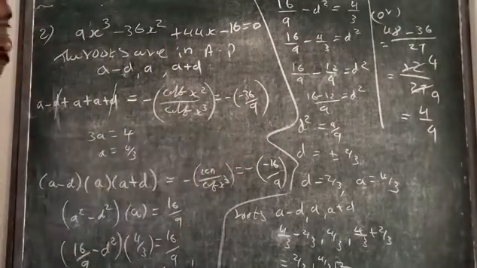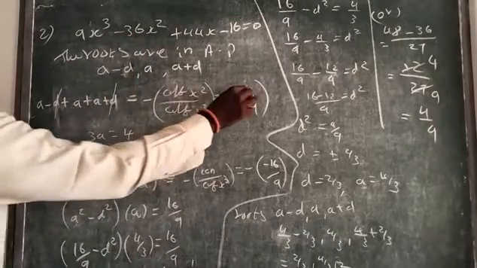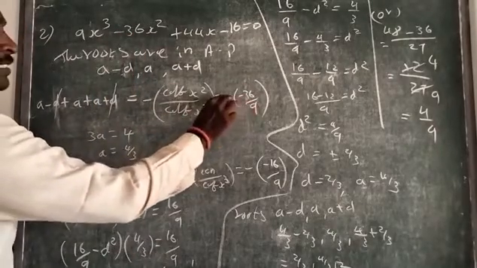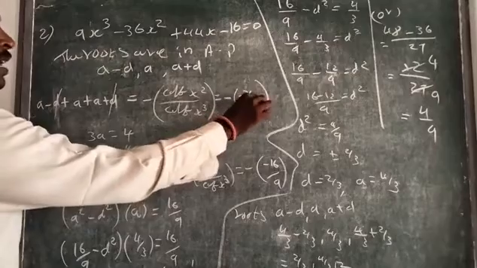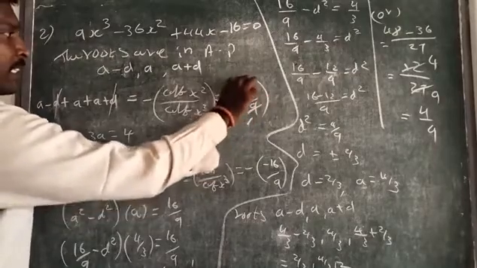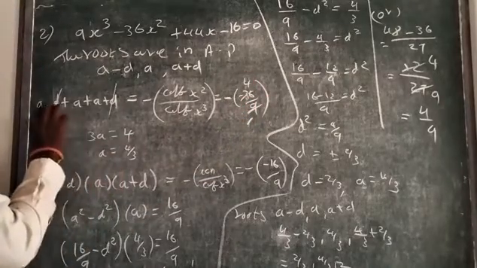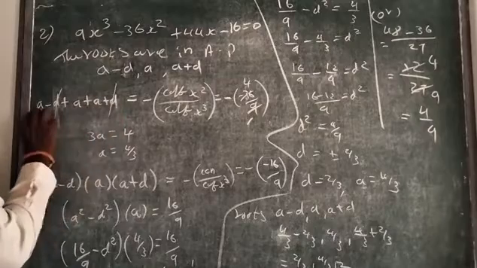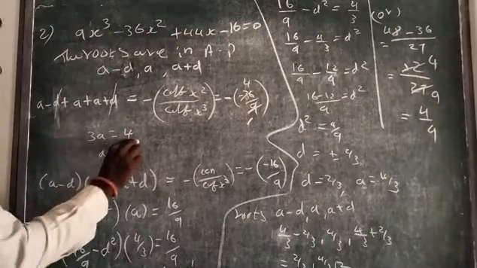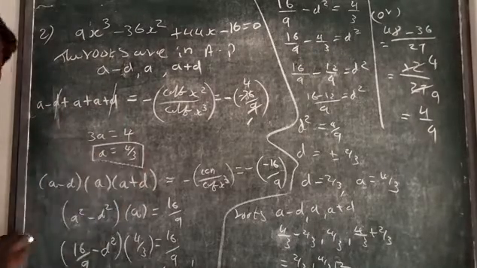So now we write the coefficient of x squared, whose value is minus 36, over 9. Already a minus is there, so minus and minus become a plus. 9 ones are 9, 4 nines are 36. So 3a, where minus d cancels. So 3a equals 4, a equals 4 by 3.